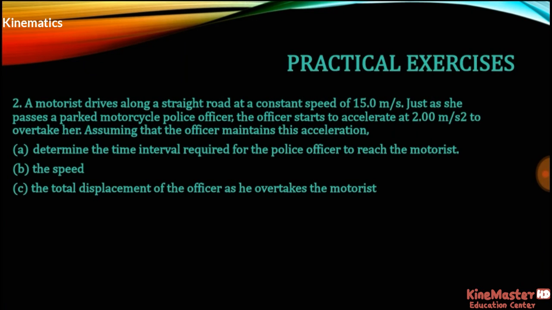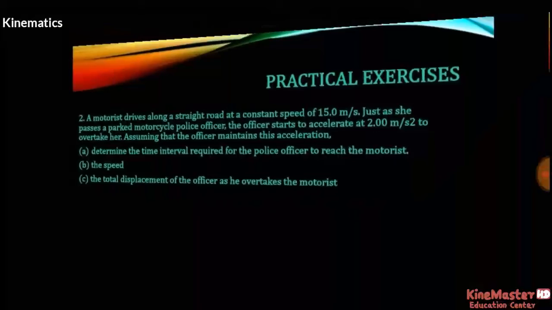On the second practical exercise, a motorist drives along a straight road at a constant speed of 15 meters per second. Just as she passes a parked motorcycle police officer, the officer starts to accelerate at 2 meters per second squared to overtake her, assuming that the officer maintains this acceleration. Determine the time interval required for the police officer to reach the motorist, then the speed and the total displacement of the officer as he overtakes the motorist.